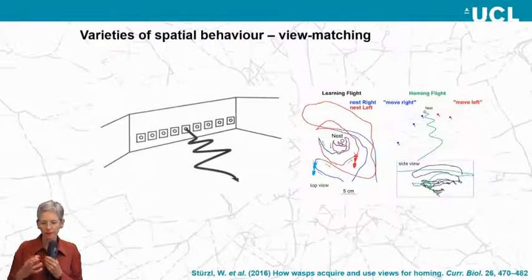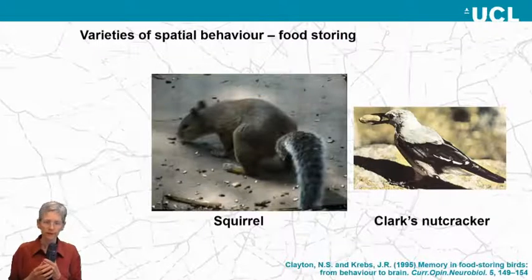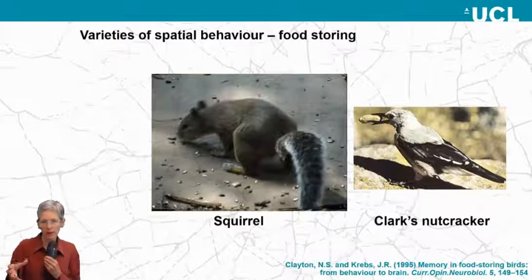Moving now from insects to vertebrates. Another type of spatial behaviour that's been very intensively studied is food storing. This is a kind of behaviour that's exhibited by a lot of animals that overwinter in the northern hemisphere, where things get very cold. The trees will lose their leaves, and there's not much food around.